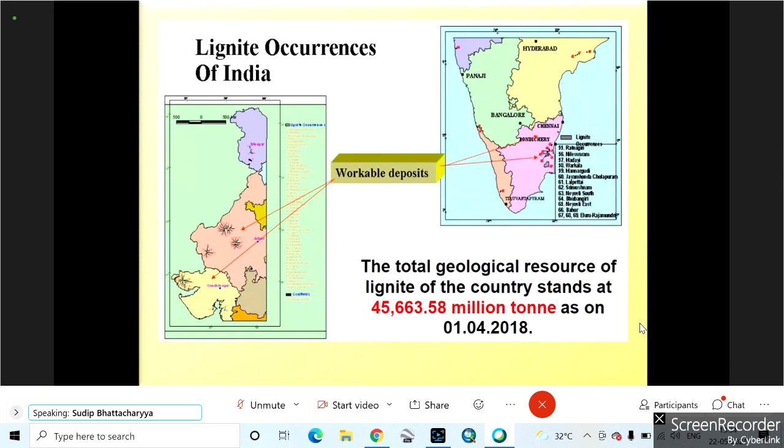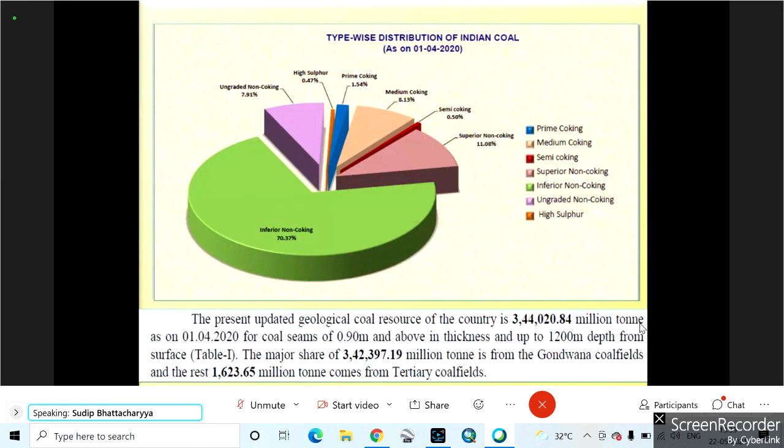I'm not going to that detail. It is the lignite occurrences there, and the workable deposits over Rajasthan and Tamil Nadu, and type-wise distribution of Indian coal as on last year, 1/4/2020. Just you see that the 3.44 billion ton as on 1/4.